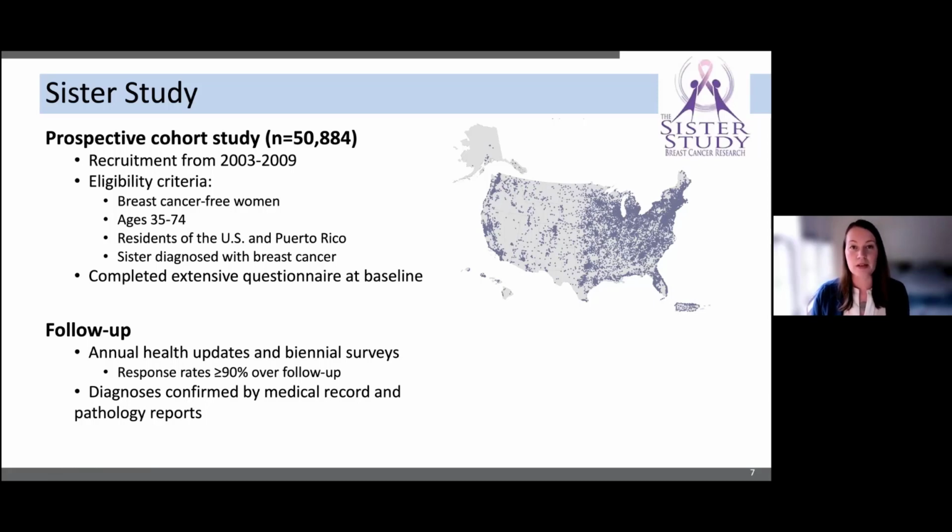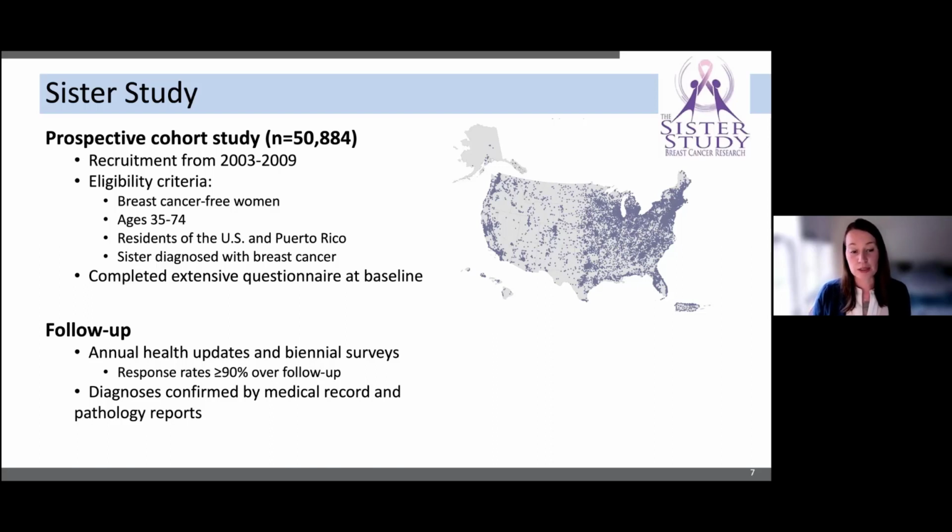At baseline, women completed an extensive questionnaire, including on their residential history, as well as other known and suspected breast cancer risk factors. The cohort is under active follow-up, so we have women completing annual health updates, as well as more detailed follow-up surveys about every 2 to 3 years. This is a really engaged study population, which is understandable given that these women volunteered to be in the study and they all have a family history. So our response rates tend to be around 90% over follow-up.